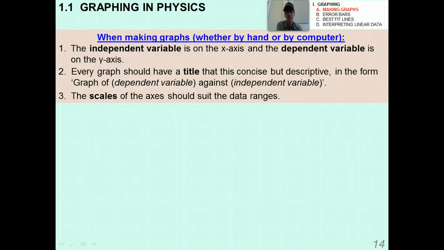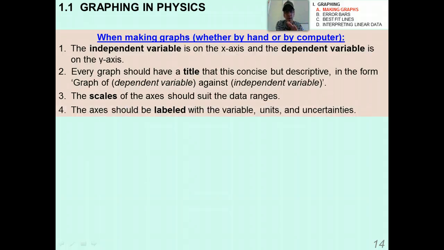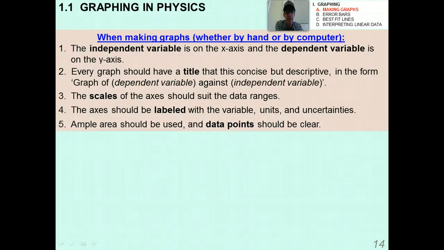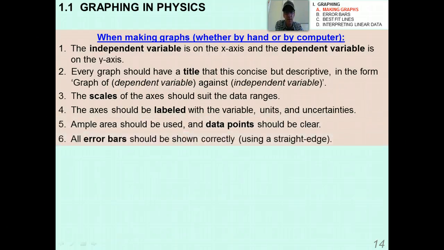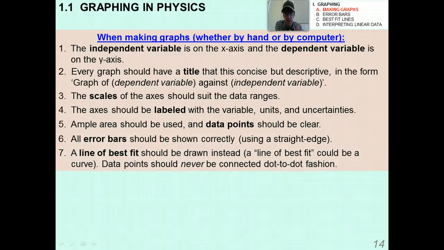You wouldn't have some crazy data range or scale where all your data is bunched up in one little tiny spot in the graph. You really want to use the space that you have, because remember what you're trying to do with the graph. You're trying to communicate quantitative information visually to the viewer. So if everything's all bunched up in a corner, that's really not a good way to show that, okay? The axes should be labeled with variable units and uncertainties. We'll talk about uncertainties in a little bit. You should use enough area. The data points should be clear. Error bars should be shown using a straight edge if you're doing it by hand. I will cover that in a bit.